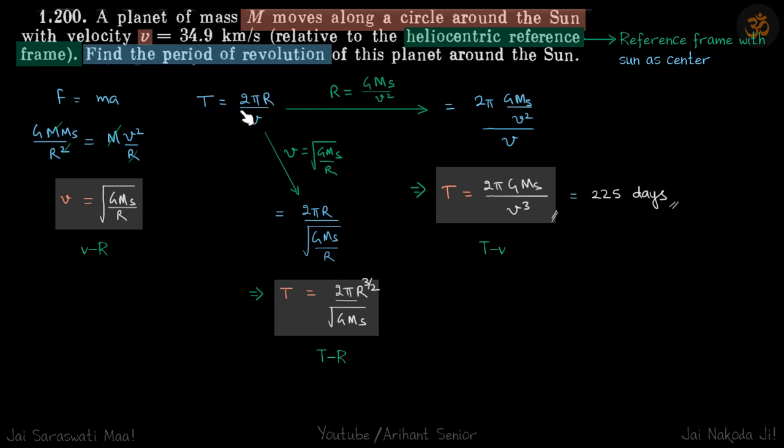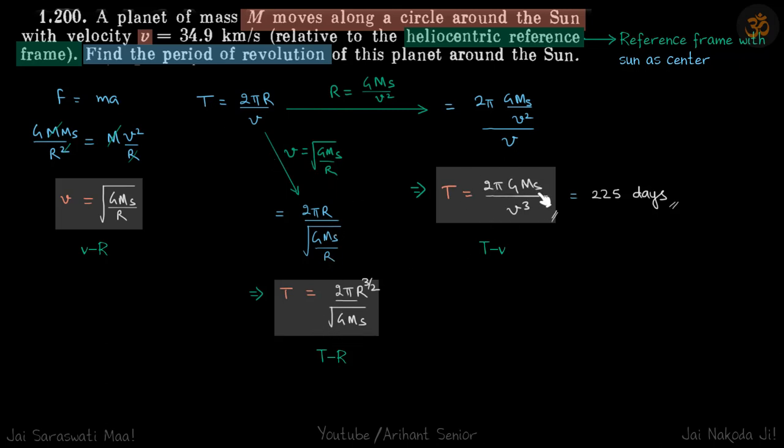Now T is 2 pi by omega and omega is v by r, or you can think of time as the length of the circumference divided by velocity. Now here we can put the value of r with respect to v, or we can put the value of v with respect to r from this equation. So if you put the value of r, we get the relation between time and v which we wanted in this problem. And if you put the value of v with respect to r, we get a relation between T and r.